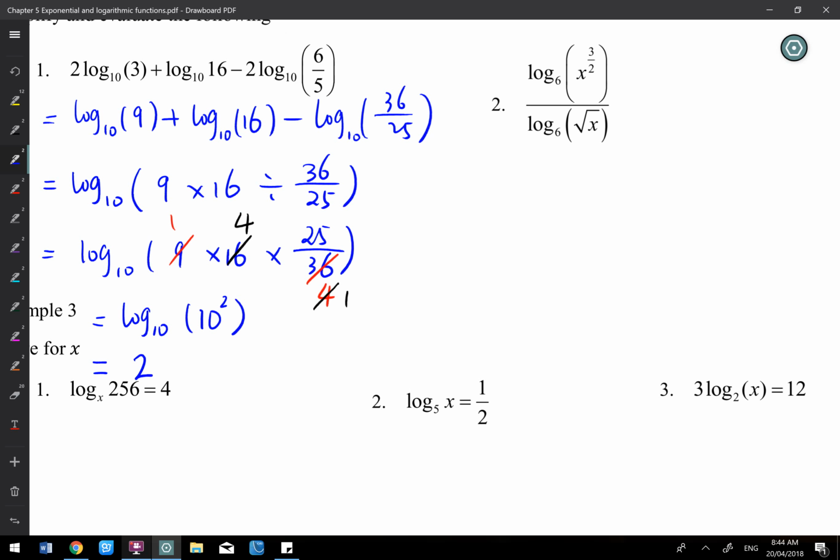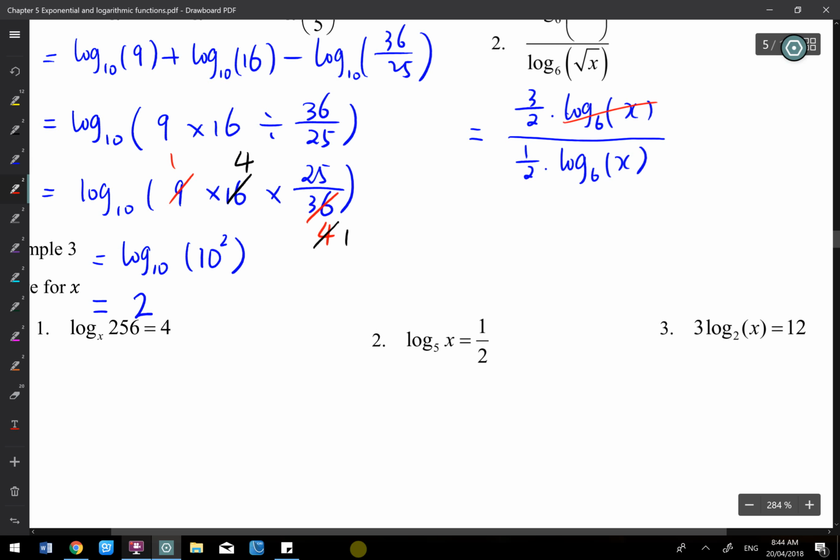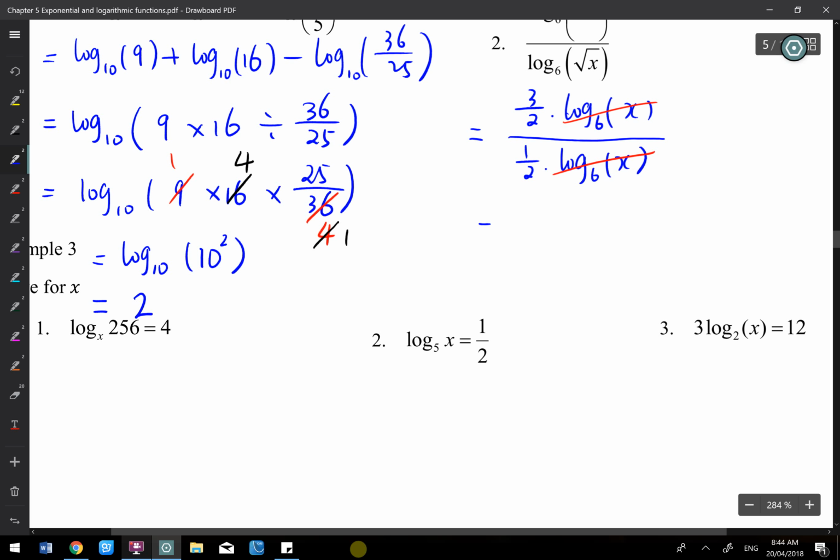Okay, for number 2, log 6 x to the power of 3 over 2, log 6 to the power of root x. So I can do the same thing as the previous one. If I can see the power inside, I will just drag the power out. So that's a half log 6x. So log 6x and log 6x will get cancelled. And we can times 2 on both top and bottom. We get 3 here.